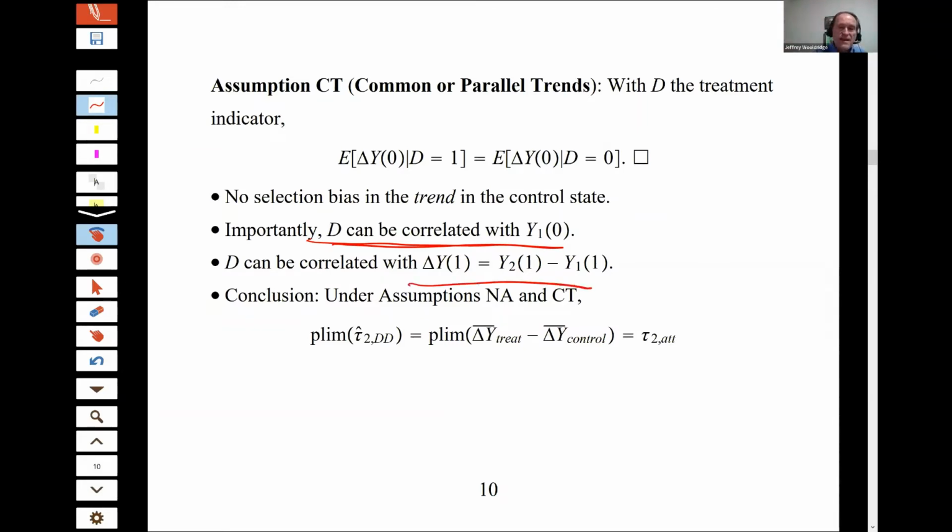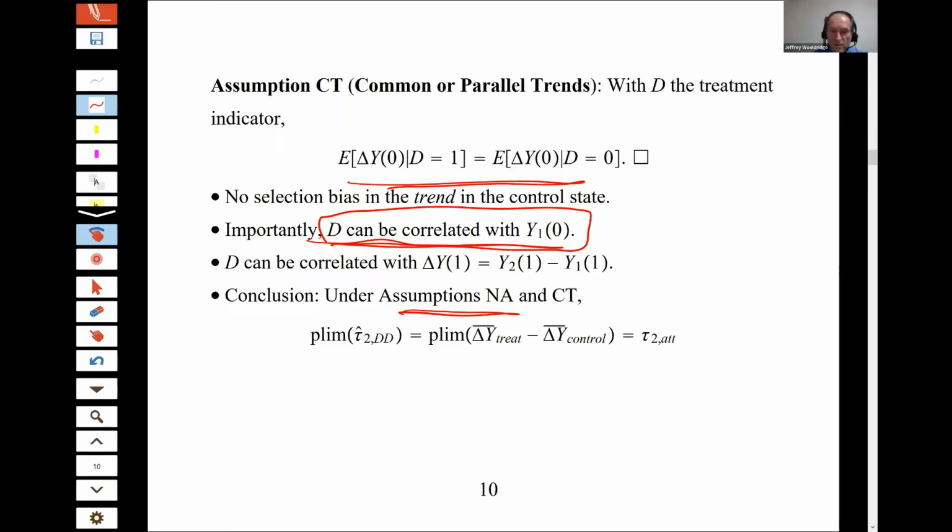Moreover, it actually allows the treatment assignment to be correlated with what one might think the change in the outcome would be in the treated state. But this is really, I think, the most important one, because this allows clear violations of random assignment, but it does impose this restriction. So this is essentially random assignment, but with respect to the trends, not with respect to the levels.